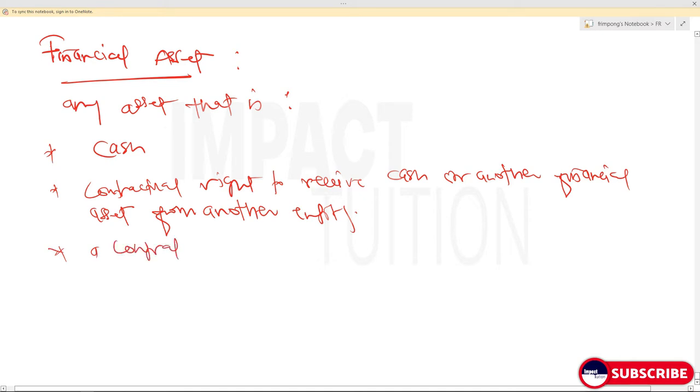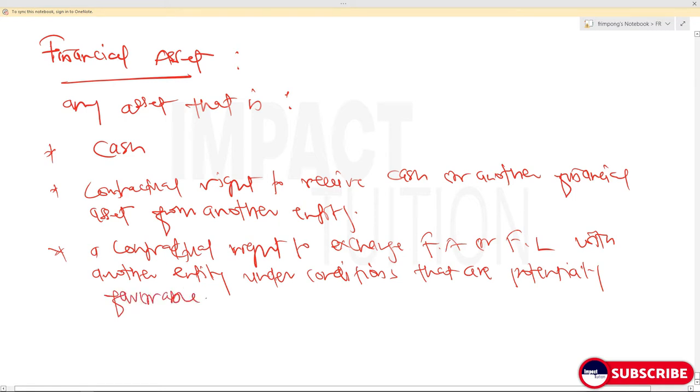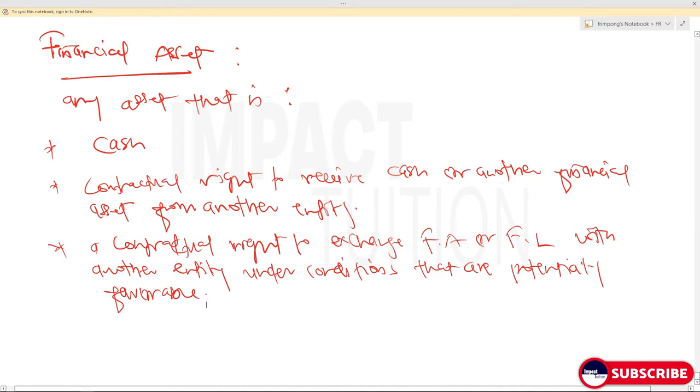A contractual right to exchange financial assets or liabilities with another entity under conditions that are potentially favorable. And finally, a financial asset could be an equity instrument of another entity.